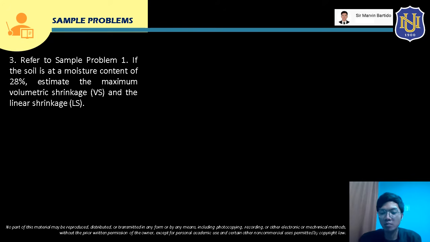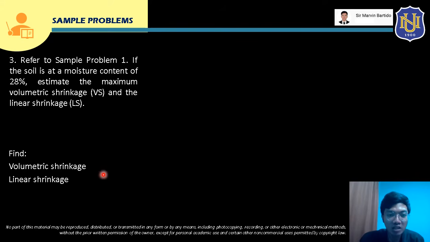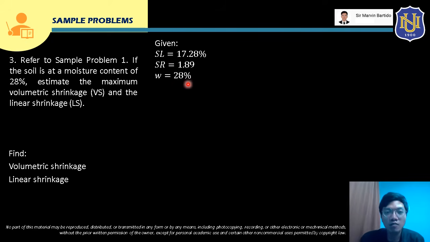Now, for sample problem number 3, again, we are going to refer to sample problem number 1. If the soil is at a moisture content of 28%, estimate the maximum volumetric shrinkage and the linear shrinkage. Okay, so to solve this, class, kailangan natin isolve yung volumetric shrinkage saka yung linear shrinkage. So yung mga given natin dito, class, is yung mga nakuha natin sa sample problem number 1. Yung shrinkage limit, 17.28%. And then yung shrinkage ratio, actually sa sample problem 2 natin ito nakuha, 1.89. So also given dito, class, yung water content, which is 28%.